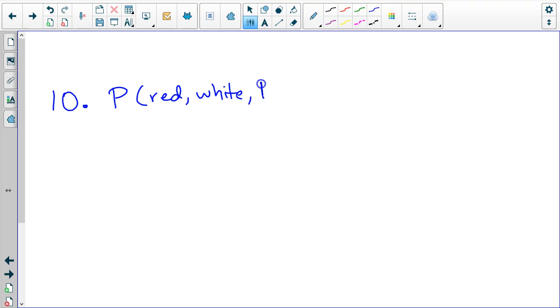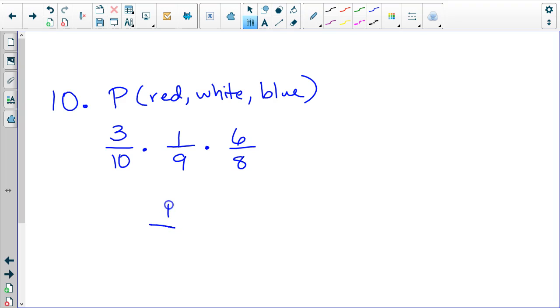Red, white, and blue. So the first probability is 3 out of 10. You have 3 red out of the 10 marbles in the bag. Then you draw the 1 out of 9, and then lastly blue, 6 out of 8. I did a bunch of reducing, but let's just skip to what it is. 1 out of 40. So the probability of getting 1 red, 1 white, and 1 blue is only 1 out of 40, which only happens 0.025. Very small probability of that happening.